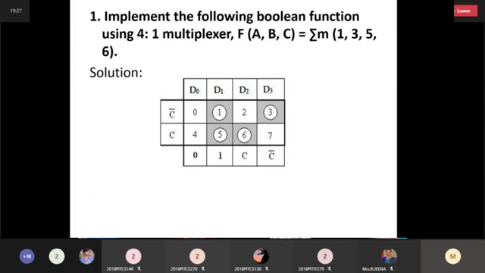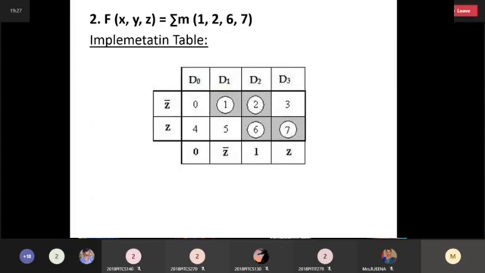Now, first, what are the variables? 1, 3, 5 and 6 numbers. So 1, 3, 5 and 6 are circled. If both the variables are circled, your answer will be 1. If both the variables are not circled, your answer will be 0. Top variable circled means your answer is the complement, C bar. Low variable circled means your answer is the normal variable. So your answer is 0, 1, C, C bar. Okay. Next.